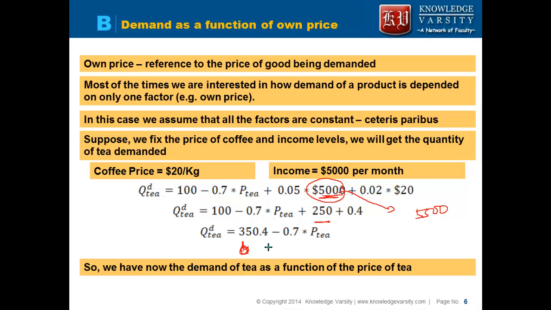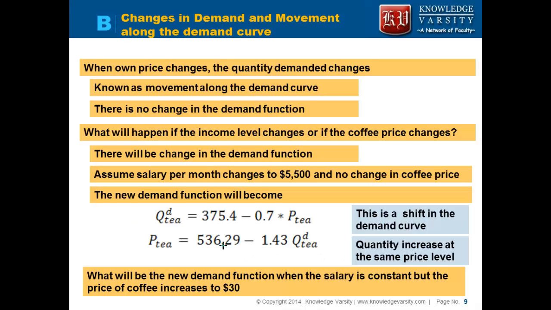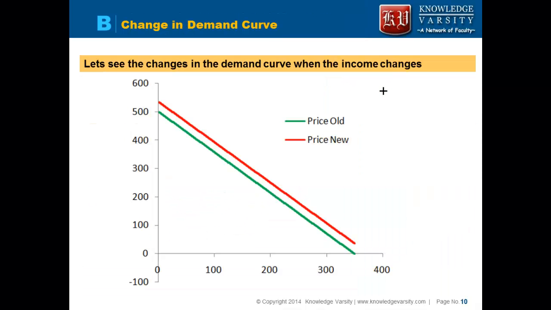So this will become 375.4 minus the price of the tea. The quantity demanded has changed. So it will become 375.4 minus 0.7 into price of tea. This is the quantity demanded. When the price of tea is 0, the quantity demanded will become 375.4. Earlier it was 350.4.